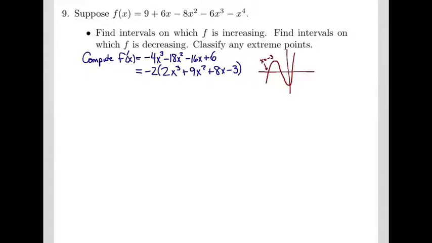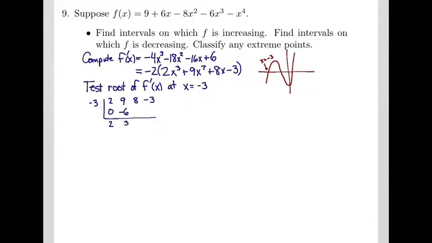Based on the graph, I see that there appears to be a root at x equals -3. I can verify this using synthetic division. So I set up my synthetic division table, and I go through the process. When I do this, I discover that the remainder is in fact 0.